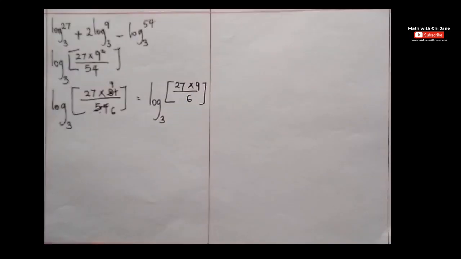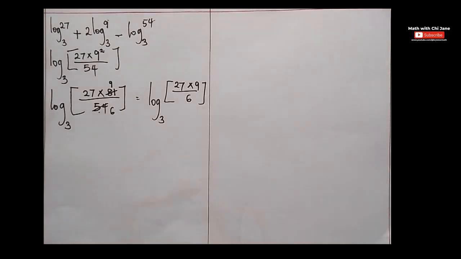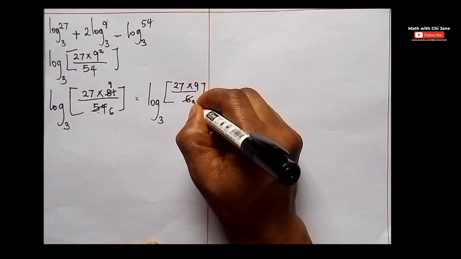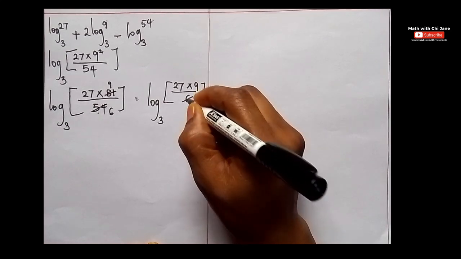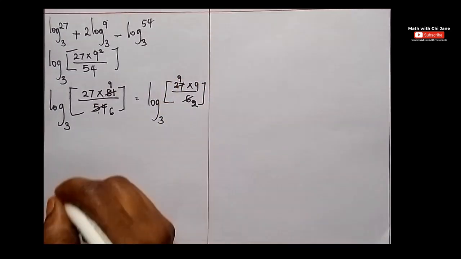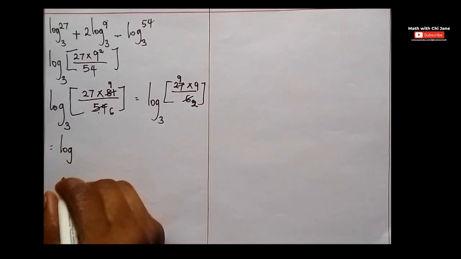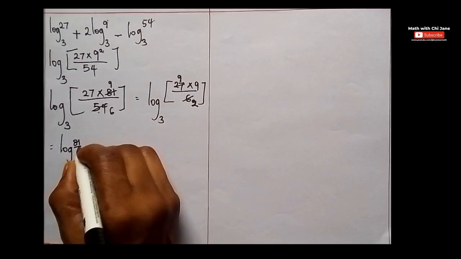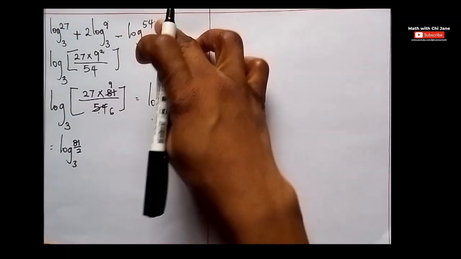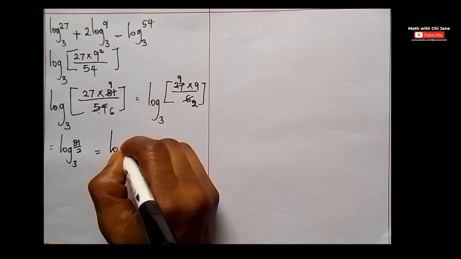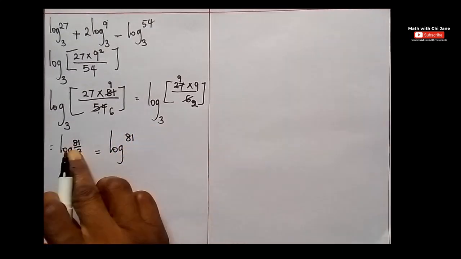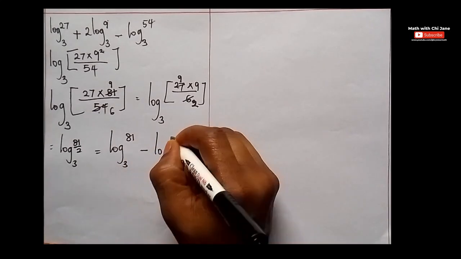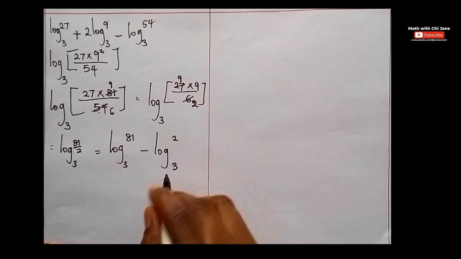So what's another common factor that can divide 6 and any number up there? We have 3 can divide 6, that will be 2, and 3 can divide 27, that's 9. So what we are left with is now 9 multiplied by 9, which is 81, over 2. So I'm going to change it back into this form. The answer becomes log 81 base 3, minus log 2 base 3.